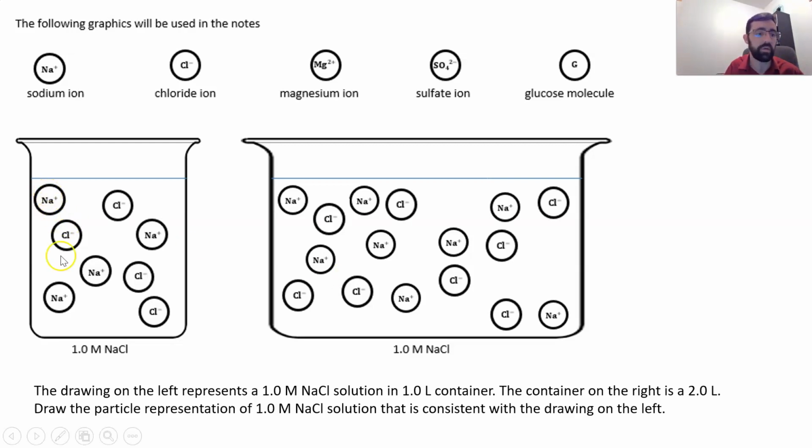Over here I have 1, 2, 3, 4 sodium ions. Over here I should have 8. 1, 2, 3, 4, 5, 6, 7, 8. And then we should have 8 chloride ions. 1, 2, 3, 4 over here. So I should have 8 on the other side. 1, 2, 3, 4, 5, 6, 7, and there's one more right here, 8.